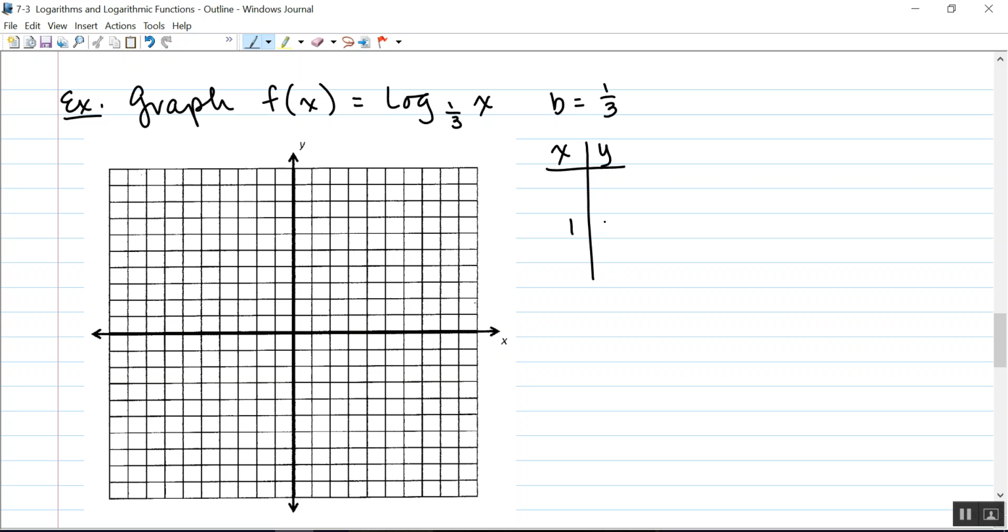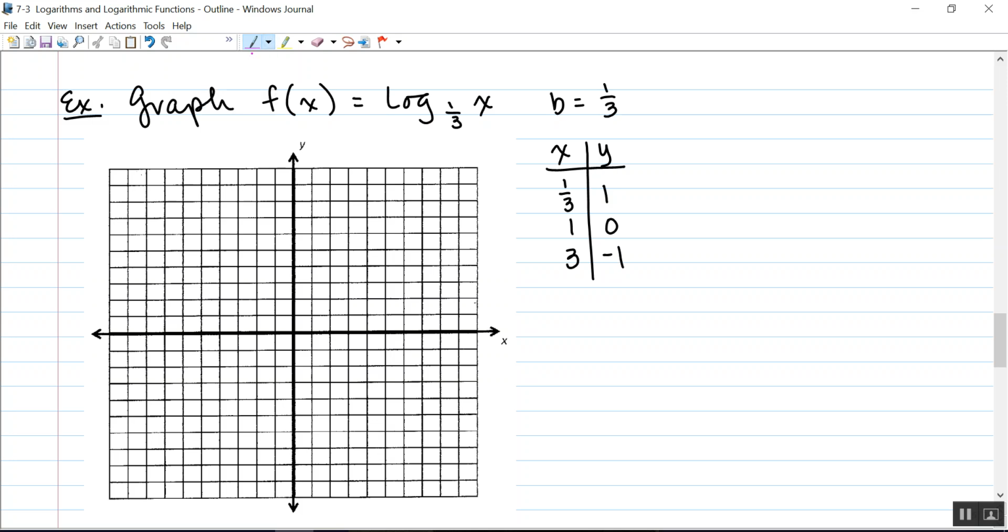So it's easy to put the x-intercept in. My first point is going to be b comma 1, so 1/3 comma 1. Then my x-intercept, and then 1 over b, which is going to give me 3 comma -1.